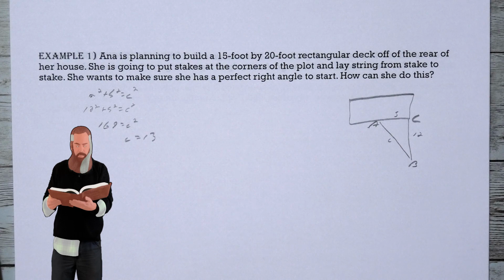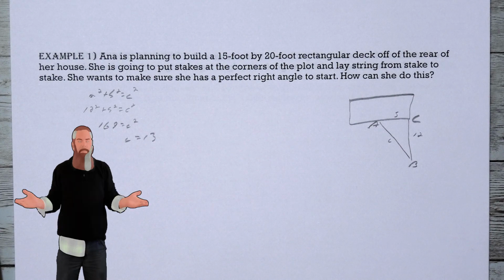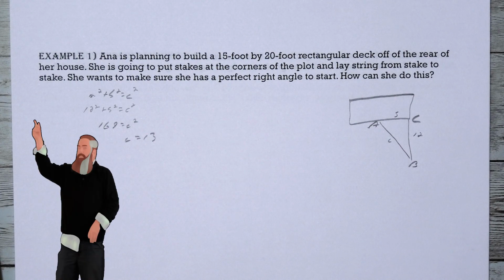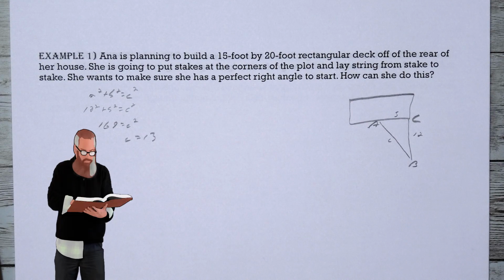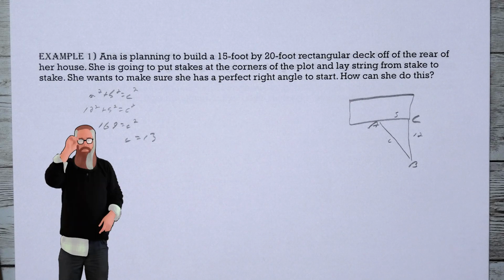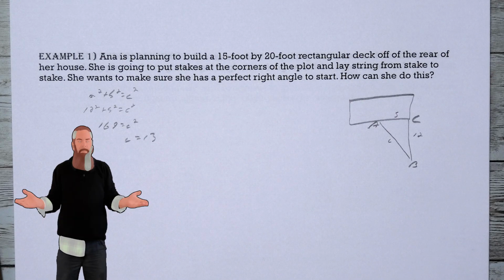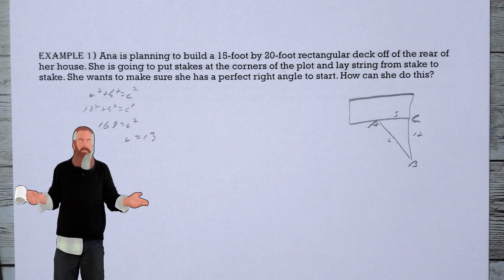Anna's friend holds the 12-foot string and moves until it exactly meets the 13-foot long piece of string that Anna's son is holding. When the 13-foot piece of string and the 12-foot piece meet, a right angle is formed at C, and they can start laying out the deck to measure 15 by 20. The side opposite the right angle is called the hypotenuse.